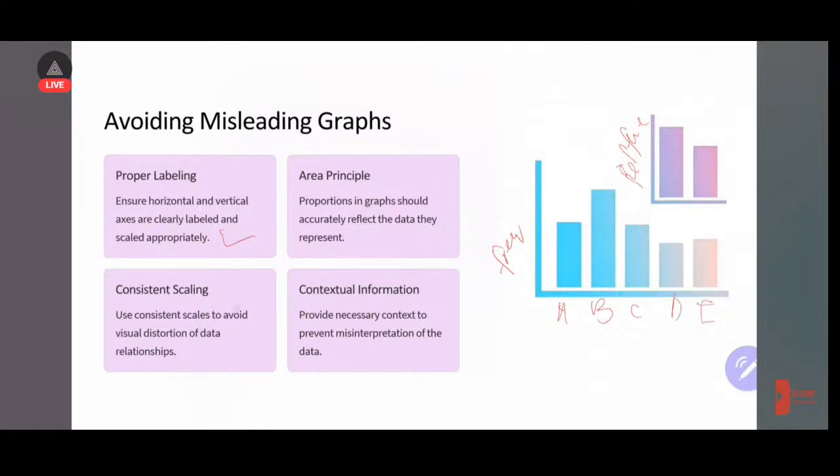And there's something we call the area principle. That is, the proportions in graphs should accurately reflect the data they represent. When the data value is very small, then this shows that this is smaller than this. This can be 15 and this can be 20. So it should reflect what the data truly represent. And also we have consistent scaling. So there should not be distortion in the data set, and the contextual information needs to be provided.